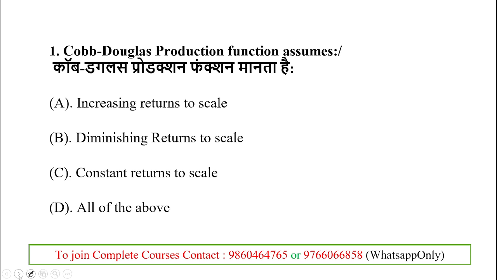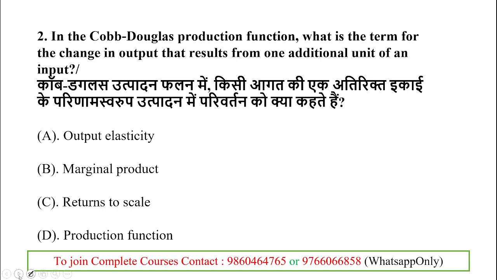First question: the Cobb-Douglas production function assumes increasing, diminishing, constant, or all of the above. And the next question: in the Cobb-Douglas production function, what is the term for the change in output that results from one additional unit of an input? Output elasticity, marginal product, returns to scale, or production function. Later we discuss these questions.